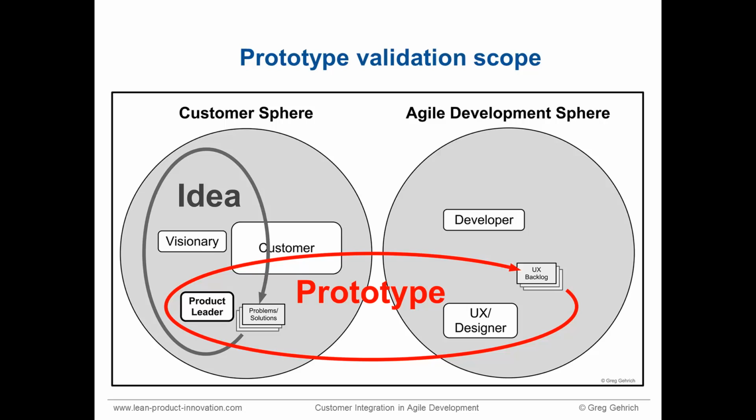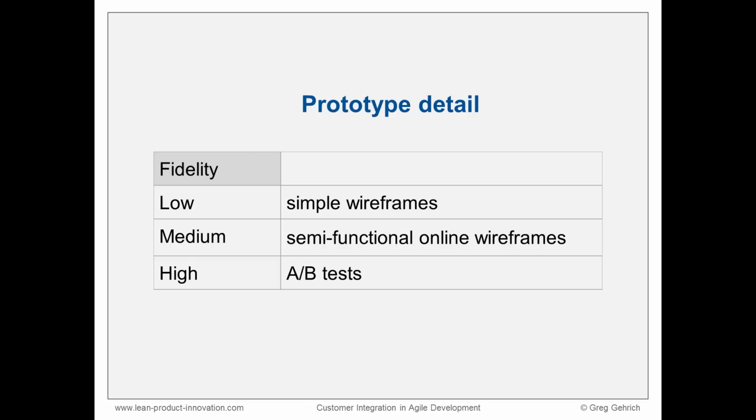Prototype validation requires more resources than earlier customer conversations, but still takes less than building the product out. Prototypes range from a crude drawing on the back of a napkin to fully functional A/B testing web pages. To minimize cost, use simple and quick wireframes early and proceed to the more detailed and functional prototypes after they pass these less expensive tests.